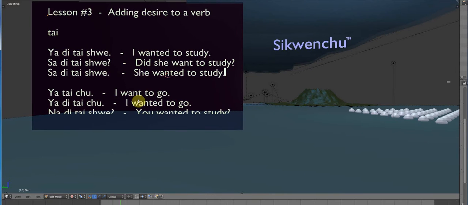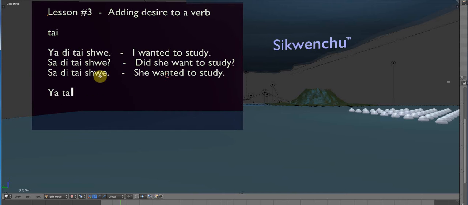So you can see it simplifies the daylights out of it by keeping it in these kinds of formats, because it becomes very familiar and you have to change very little. When you hear a sentence or a question, you have very little to change just to answer it. So how about I have gone? Remember that one? Ya vi chu. I have gone. How about I went? Yadi chu, I went.